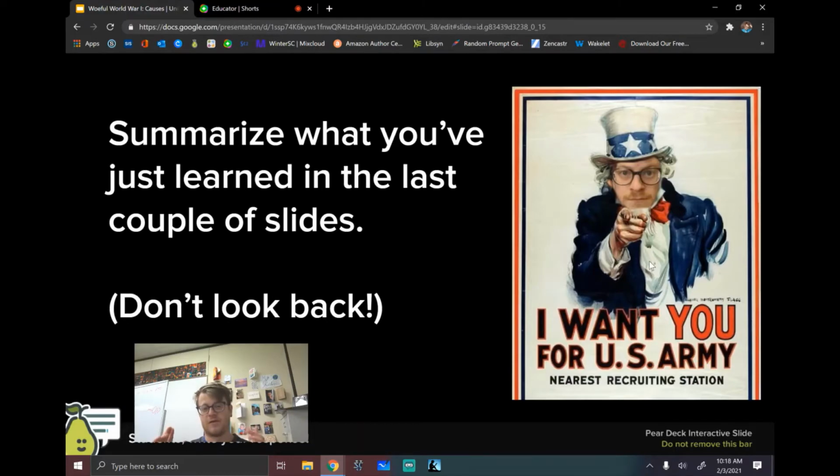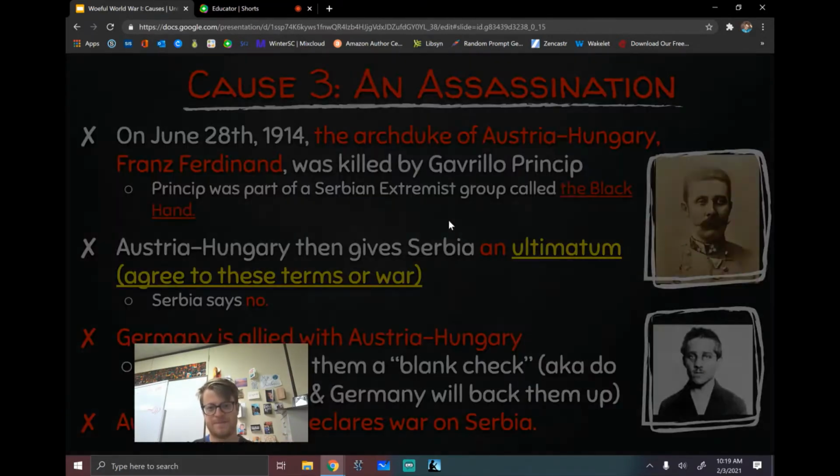So, without looking back, don't cheat. Summarize in a couple of sentences what you just learned in the last couple of slides. This is a really good thing to do, because this forces your brain to do retrieval, which is what you do on quizzes and tests. So, no look backsies. Go ahead and sum it up. Once you've done that, go on to the last slide with me.